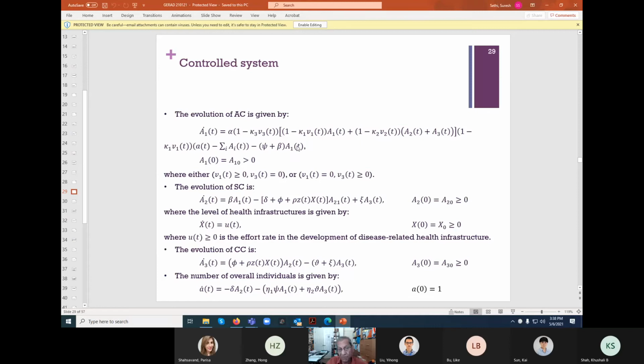So we examine the model with only social distancing. We examine the model with only lockdown, and we examine the model where you can do both. You can do some lockdown, some social distancing over time. These, of course, you have to optimize.